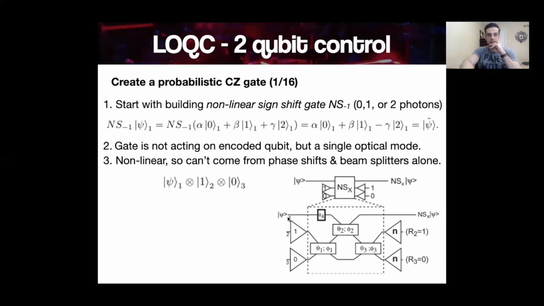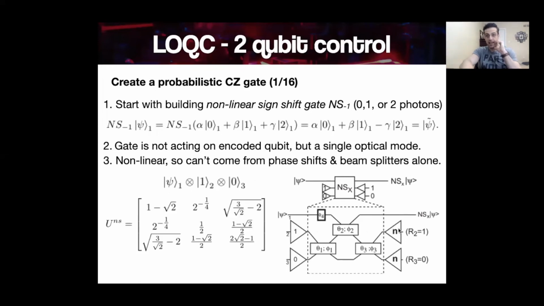So what you do is you create this 1 and 0, the 1 photon and the 0 photons in here. They go through this operation, and the overall effect of this whole action, this whole unitary operation, is this matrix here. I just put that in there because there's a problem in the text which uses the nonlinear sign shift gate. So this is what it looks like as a unitary matrix.